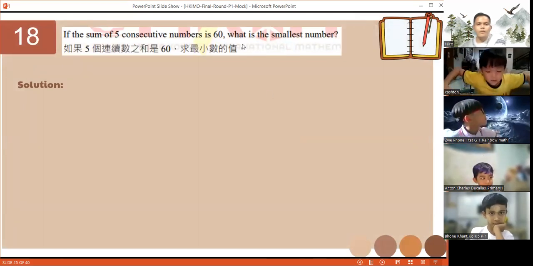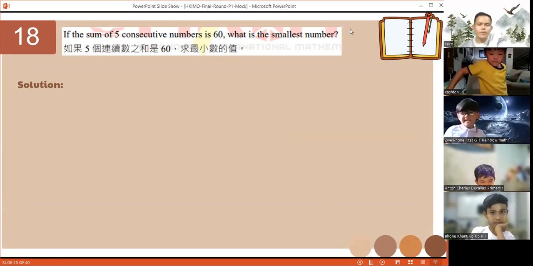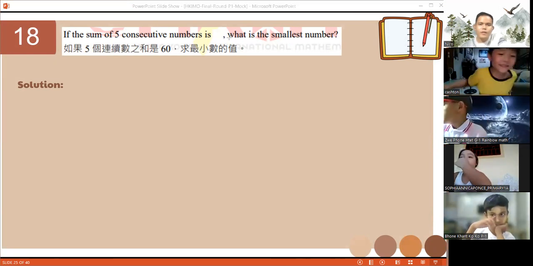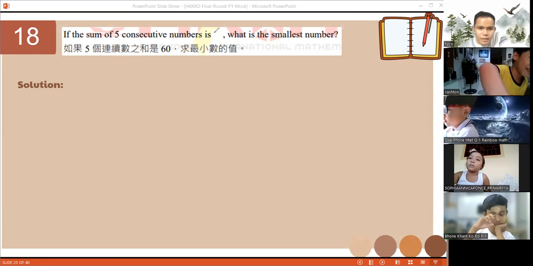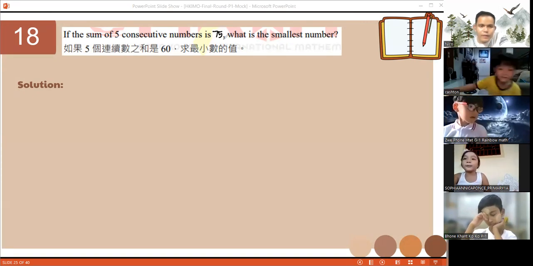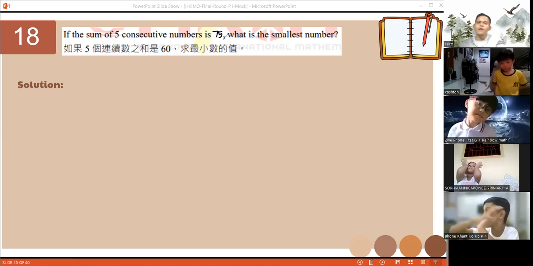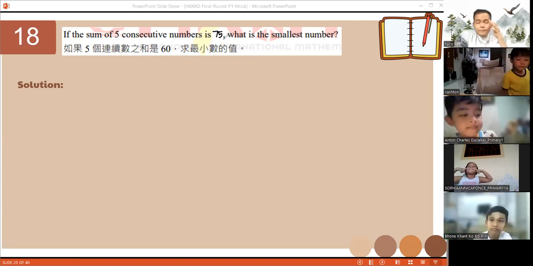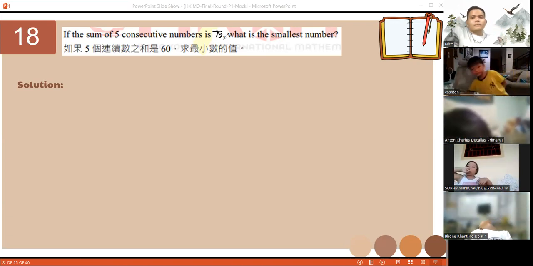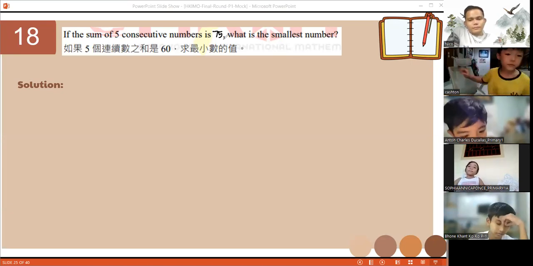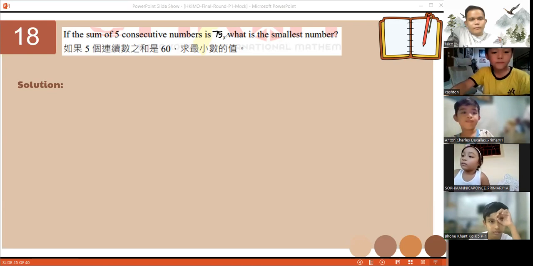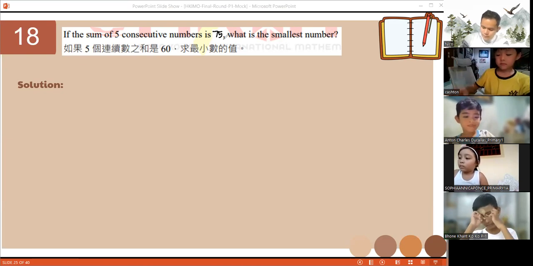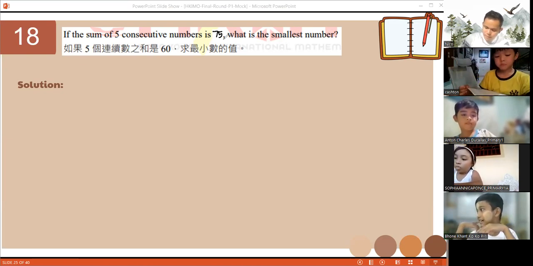Okay, let's answer also this one. I'm gonna re-review you with the difficult questions so that you'll be ready now. So, let's change it into 75. If the sum of 5 consecutive numbers is 75, what is the smallest number? 10. Still 10? Are you sure? 11. 11? Why do you keep on guessing? Is it 15? Don't guess. Just answer.